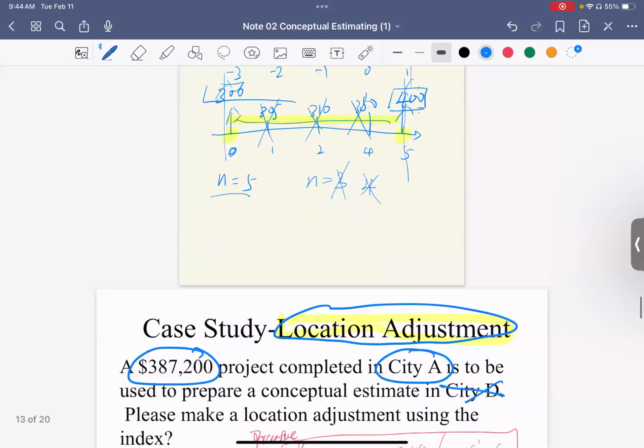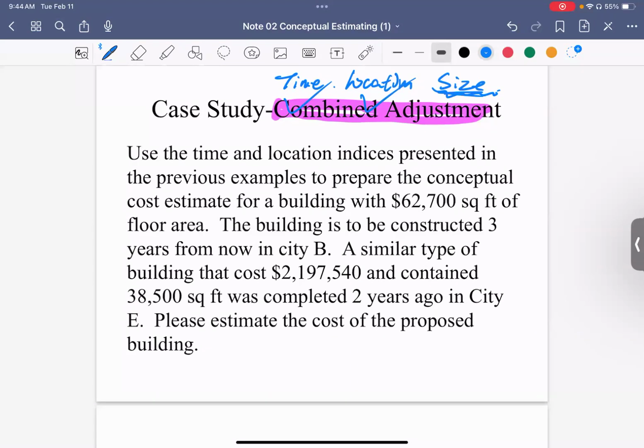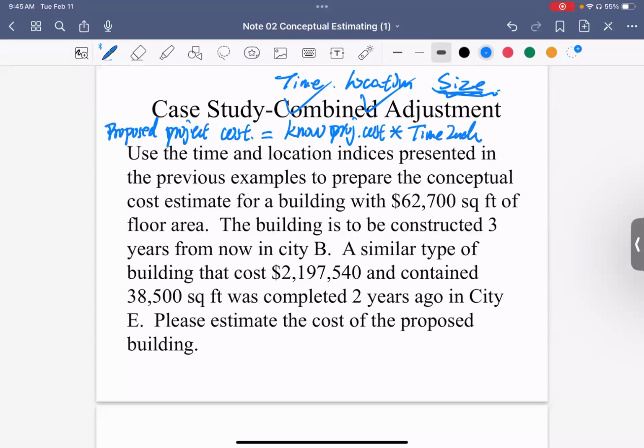Another thing over here is quite different, because we are going to use an index here. So let me show a little bit over here. The proposed project cost is equal to your known project cost times the time index times... I don't have enough space. Let me do it another way.